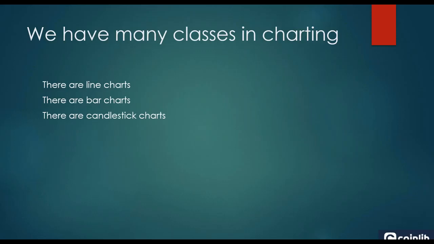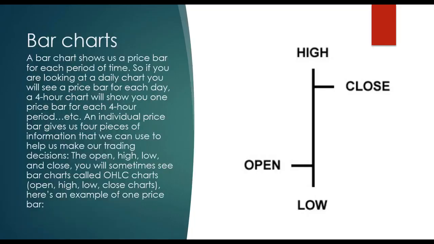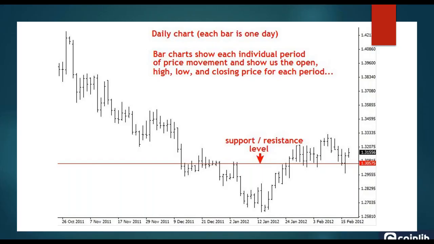So we have line charts, bar charts, and candlestick charts. They all use the same information: the open, the high, the low, and the close. But they help you see in graphic presentations what price is doing, and then we can start to see things like trend lines or trends. See here, we can see price has a trend. Price is trending.